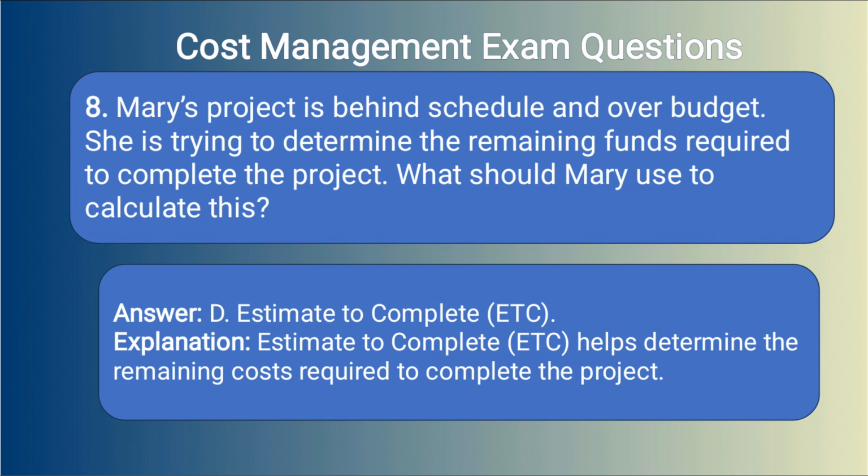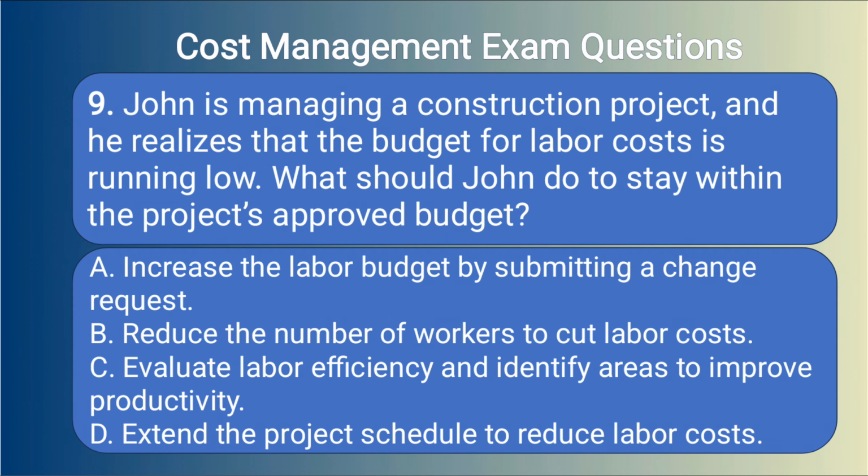Answer. D. Estimate to complete, ETC. Explanation. Estimate to complete, ETC, helps determine the remaining costs required to complete the project. 9. John is managing a construction project and he realizes that the budget for labor costs is running low. What should John do to stay within the project's approved budget?